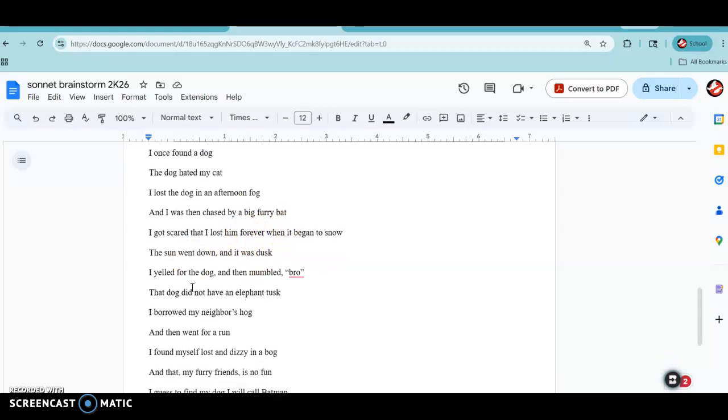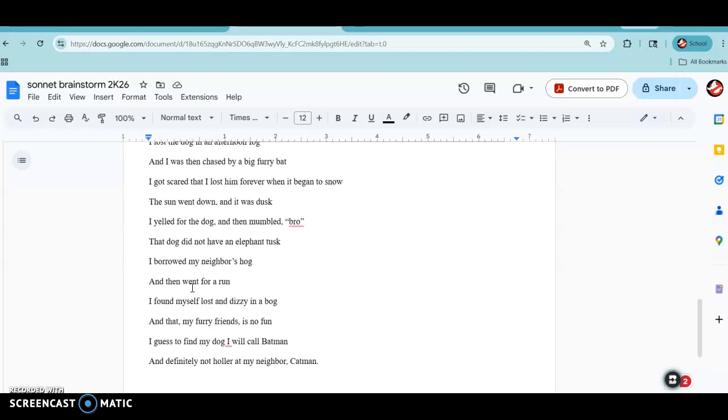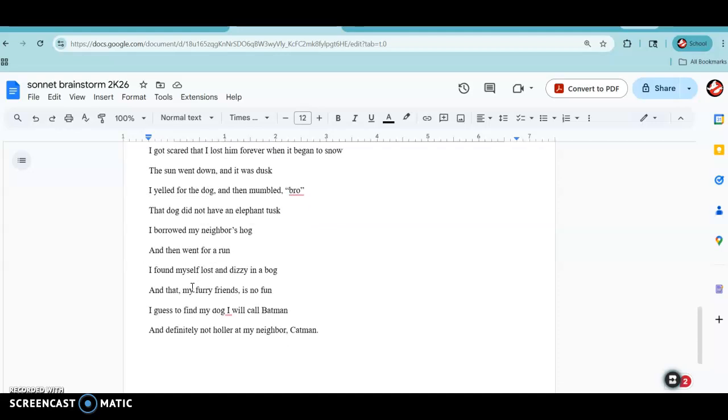The sun went down and it was dusk. I yelled for the dog, and then I mumbled, "Row!" That dog did not have an elephant tusk. I borrowed my neighbor's hog and then went for a run. I found myself lost and dizzy in the bog, and that, my furry friends, is no fun. I guess to find my dog, I will call Batman, and definitely not holler at my neighbor, Catman. That doesn't make any sense, but that's okay because I followed the rhyme scheme.